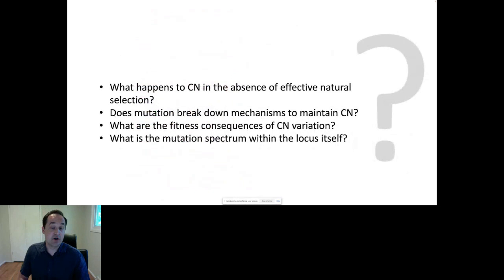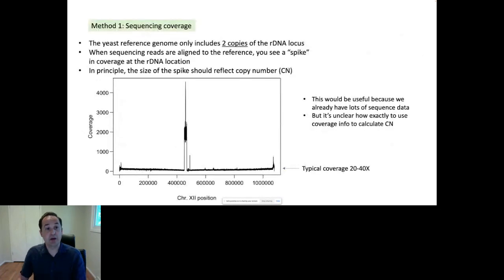And so what we wanted to know is whether this is actually happening in our mutation accumulation lines. What happens to this copy number if natural selection isn't acting strongly? Do mutations throughout the genome break down the mechanisms that maintain this repetitive locus? And then what are the fitness consequences of that variation, as well as the mutation spectrum within the ribosomal DNA locus itself?